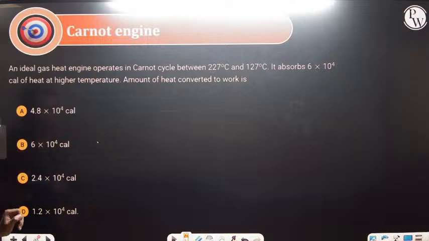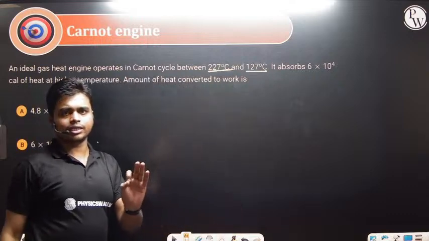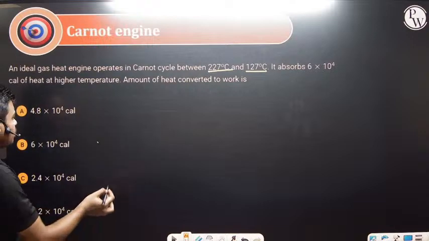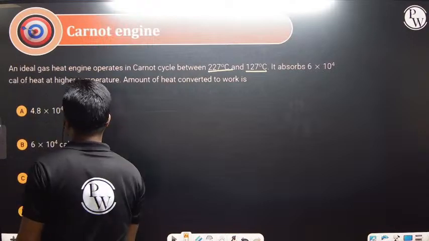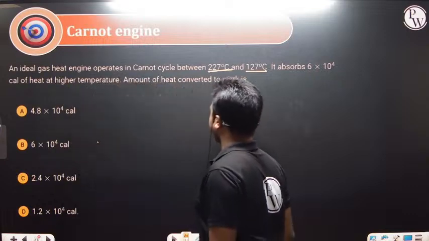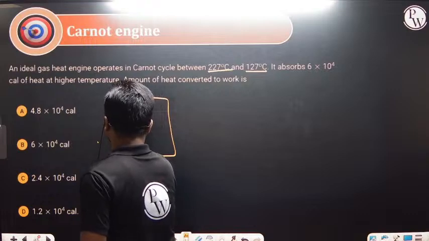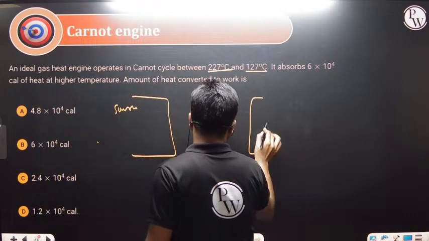This particular question is again on the Carnot engine. Last year, some questions were asked from this. So let's discuss a little bit about the Carnot engine. If we see how an ideal gas heat engine operates in the Carnot cycle, this side will have the source temperature, this side will have the source, and this side will have the sink.